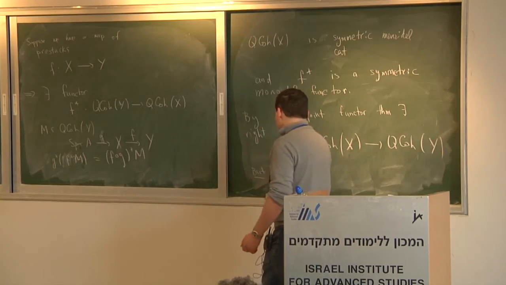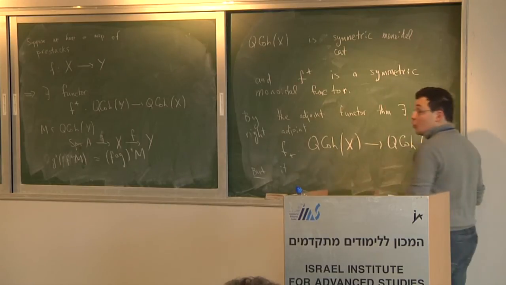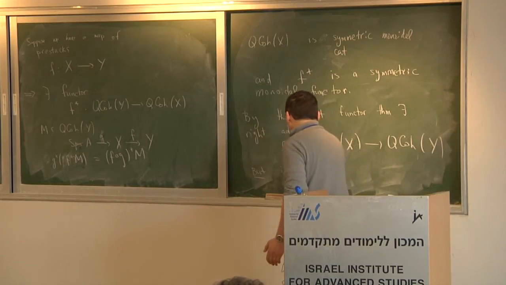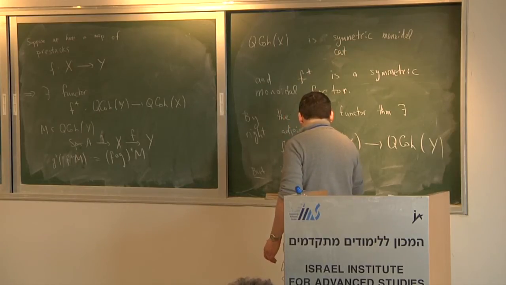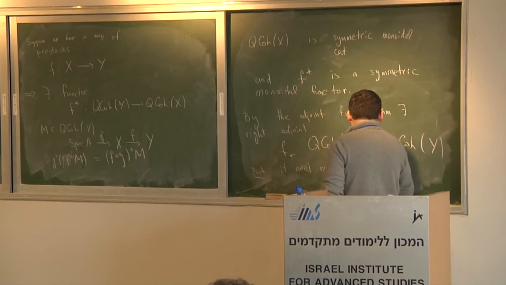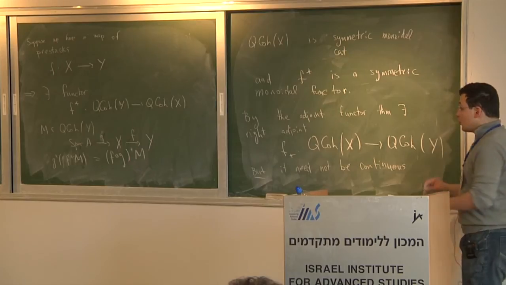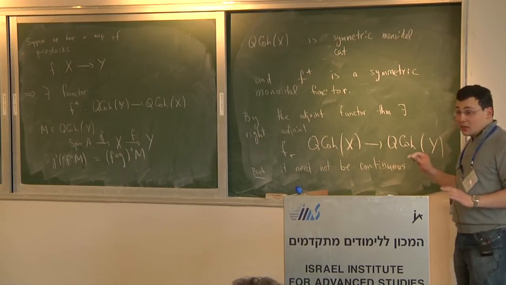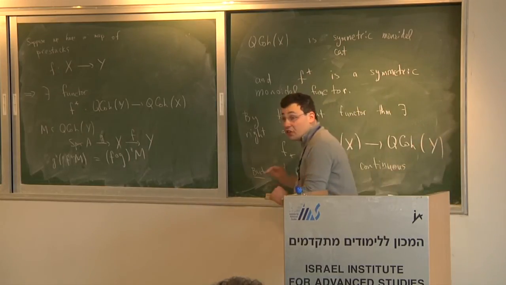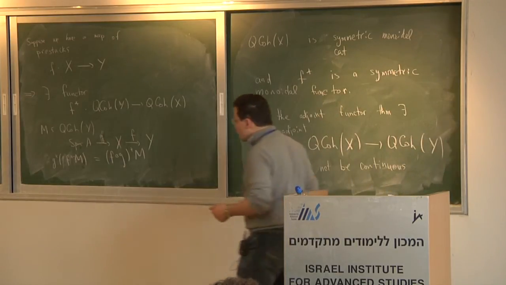for instance, it need not be continuous. So there's nothing that guarantees that this right adjoint preserves colimits. And in general, it does not. So in general, this kind of right adjoint push-forward functor is very badly behaved, and in particular, it's not the kind of functor we want to consider. All the functors we want to consider are continuous ones.